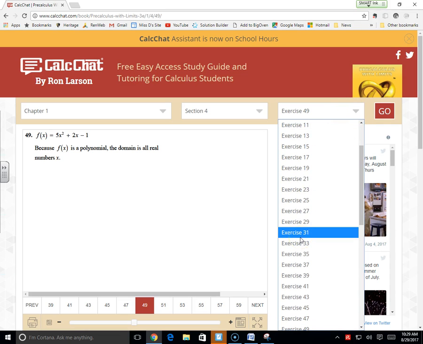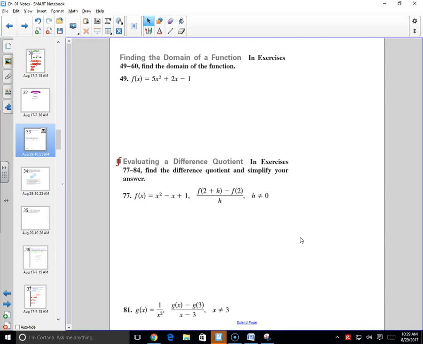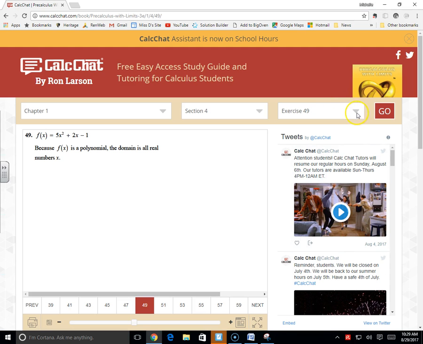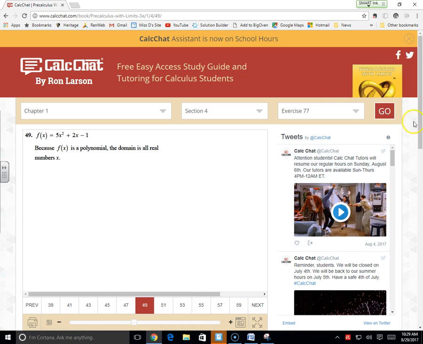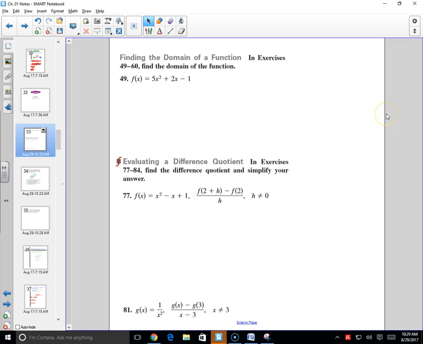The next odd that you had was number 77 and 81, the difference quotient. Let's just go see how CalcChat did it, because 77, how similar does this look to the one I did at the beginning of class today?